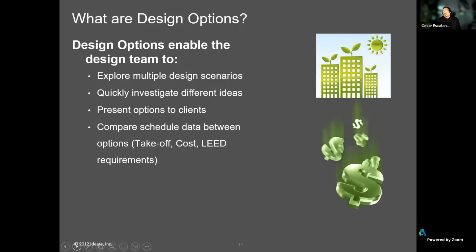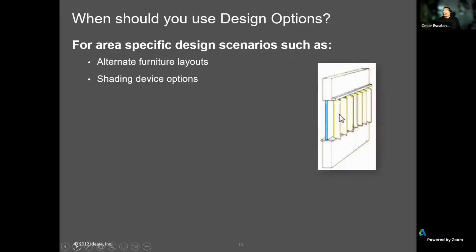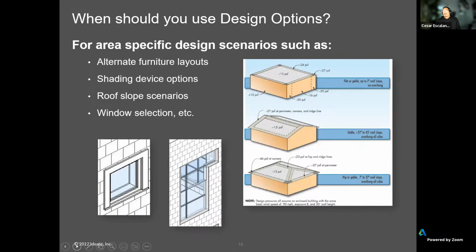We can also use design options to compare data and schedules, costs, volumes of materials between different design scenarios. You can also use design options for more specific purposes. For example, alternate furniture layouts. You can use it for exploring shading device options in an exterior facade, roof slope, or window selections.